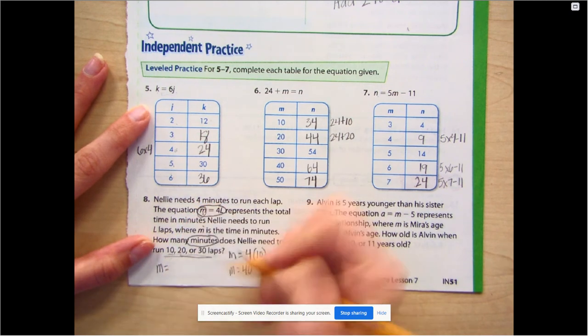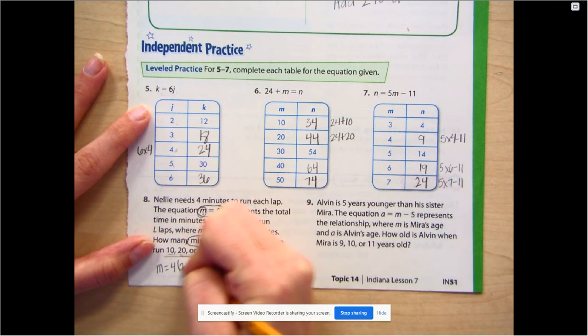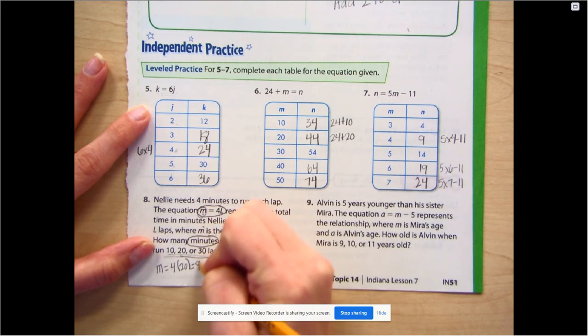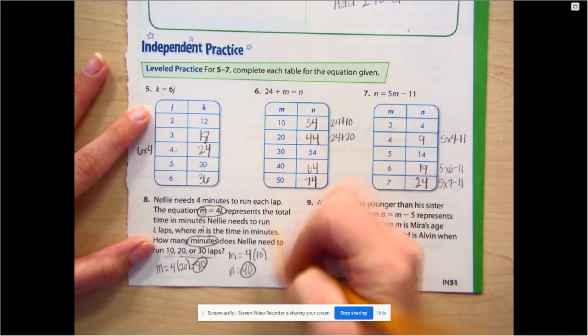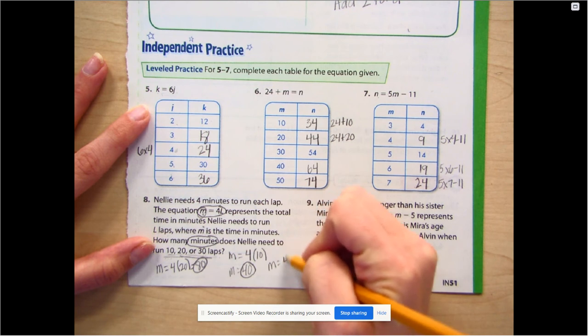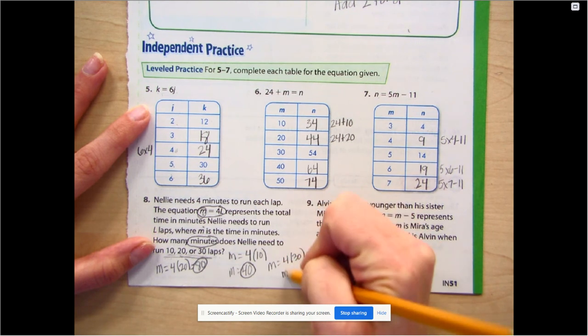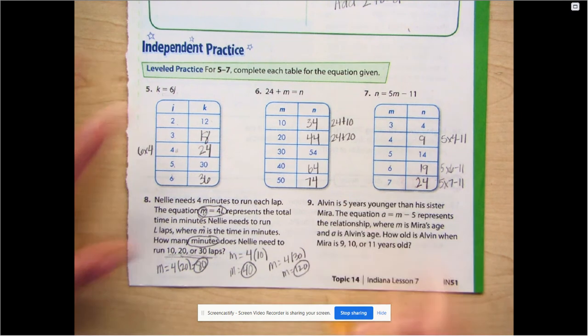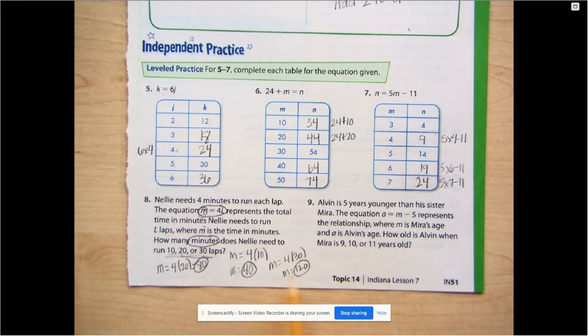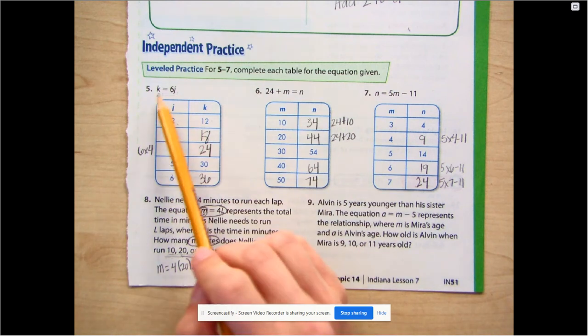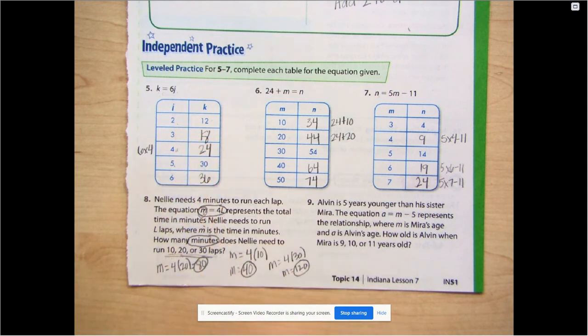M equals 4 times 20, which equals 80 as one of my other answers. And then M equals 4 times 30, which would give me 120. These are my 3 answers that I was looking for today. And you will see that they went up by 40 each time. Yay! Okay, so today you can successfully know what a variable is and solve for a given variable when they give us what the other one equals. Algebra. You could do algebra.